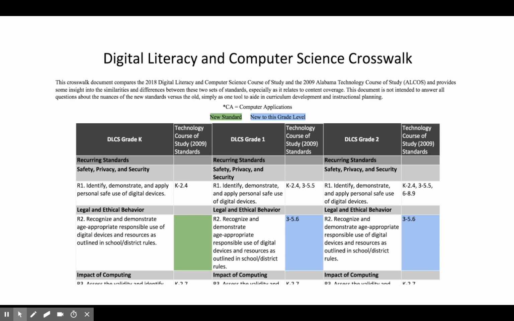They have also worked to design a digital literacy and computer science crosswalk, and this is a crosswalk between the new course of study, the DLCS standards of 2018, and the old technology course of study standards from 2009. So in this screenshot, you see that the recurring standard of identify, demonstrate, and apply personal safe use of devices for kindergarten is the equivalent to the old kindergarten 2.4 standard. And this is just a crosswalk so that you can move from the old course of study to the new course of study.